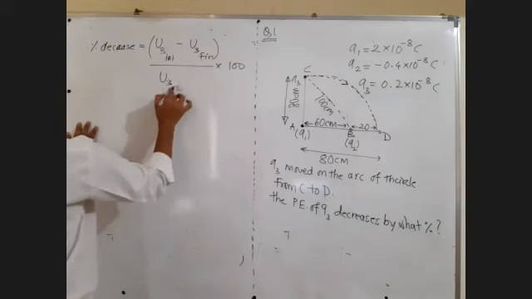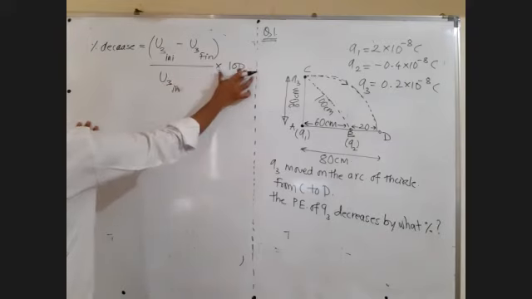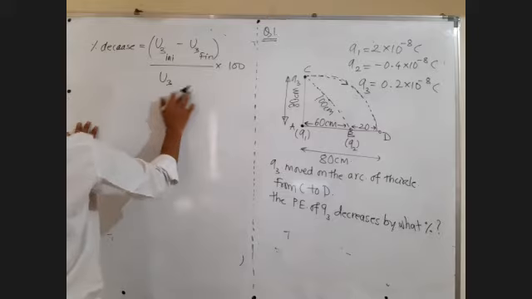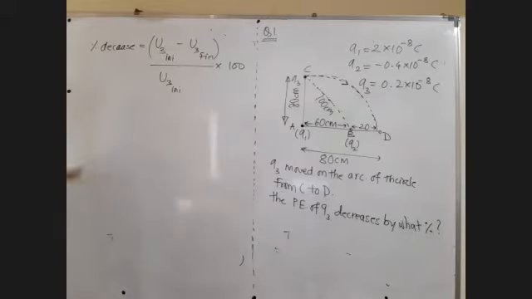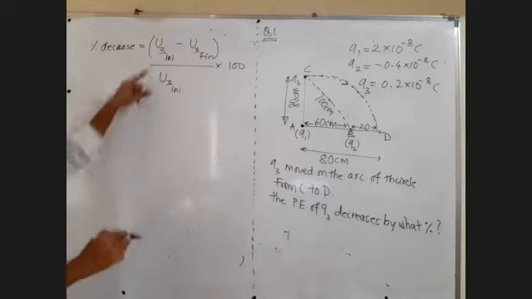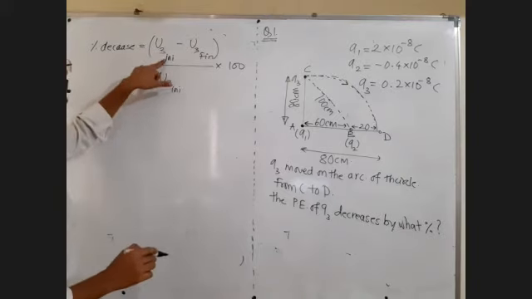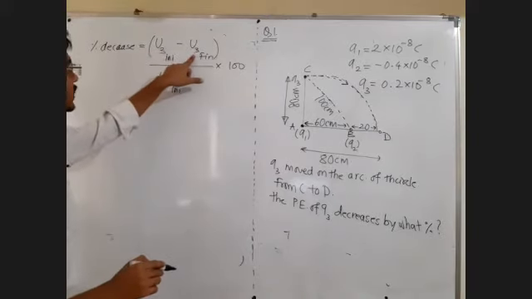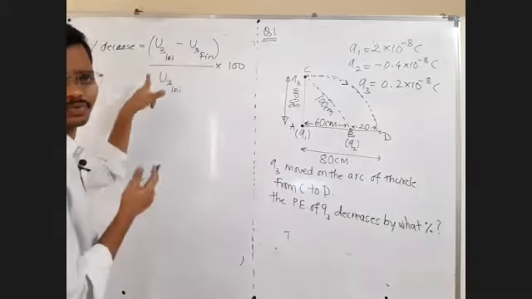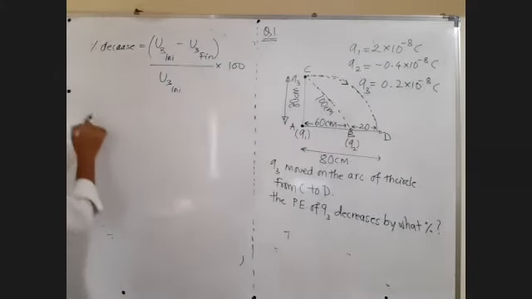Potential energy of third charge. Decrease upon original into 100 will give you percentage decrease. Okay, fine, sir. So we have to find out the initial energy of the third charge, and the final energy of the third charge, and we simply have to put in the values. Okay, sir. Let's do it.